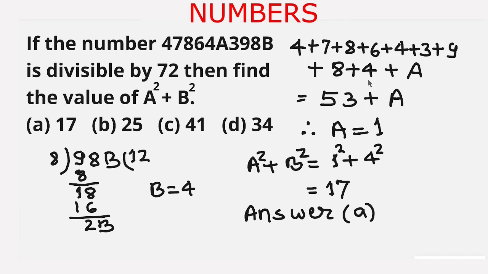I hope you have understood the solution as well as the concept of divisibility of 8 and 9. And if any number is divisible by both 8 and 9, it is also divisible by 72. We go to the next question.